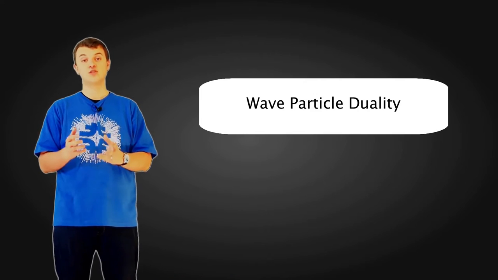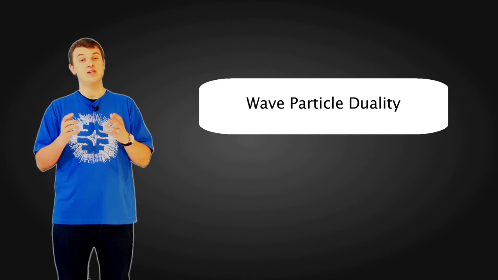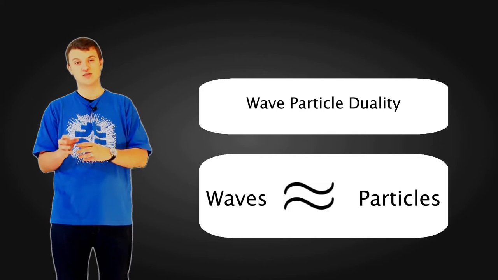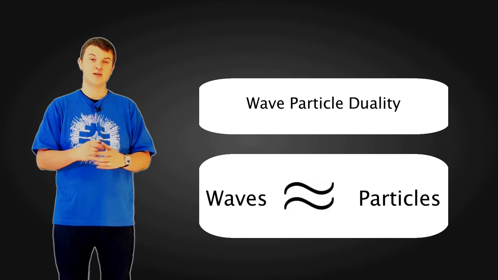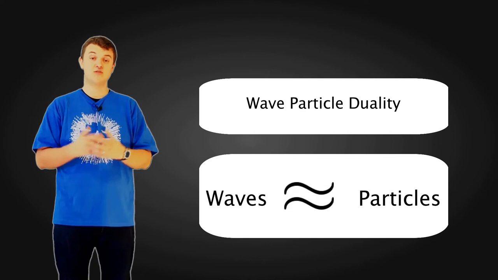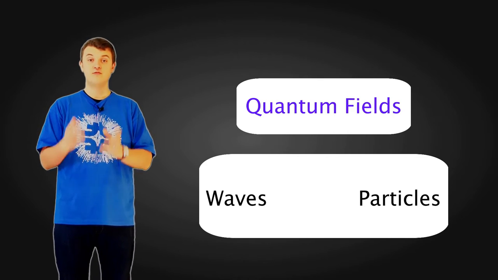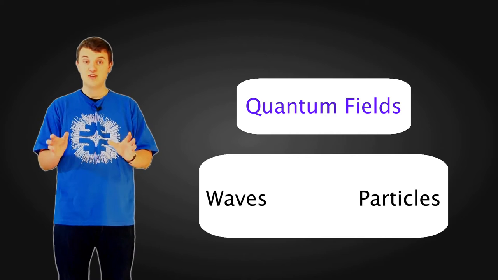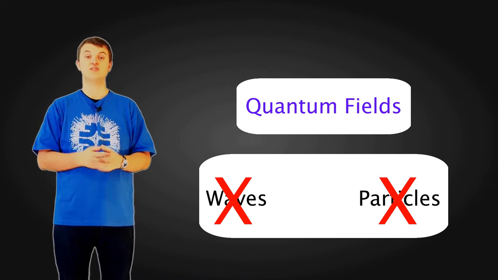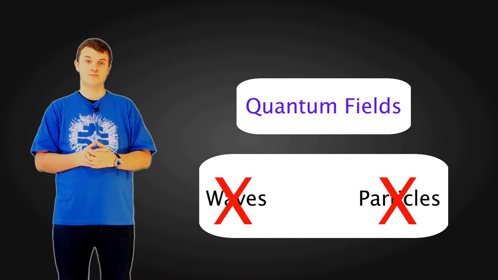So instead, we use wave-particle duality. Now, this is often described as some kind of weird paradox, where waves act like particles and particles act like waves. But in fact, it's not really a paradox. You see, our best current description of the universe uses quantum fields. Now, these quantum fields are not waves and they're not particles, but sometimes they look like waves and sometimes they look like particles. What this means is that particles, like the electron, have a wavelength.